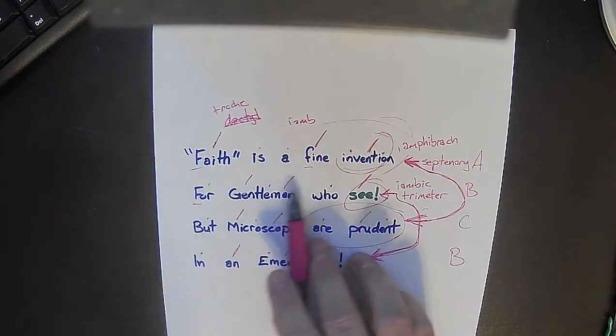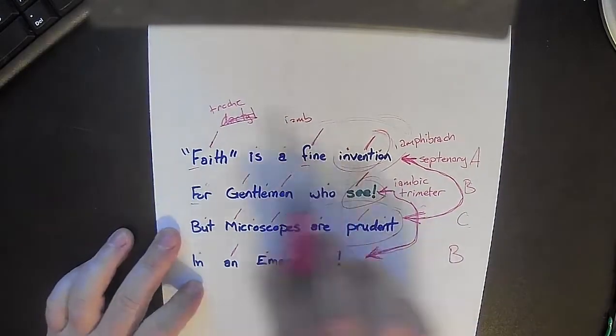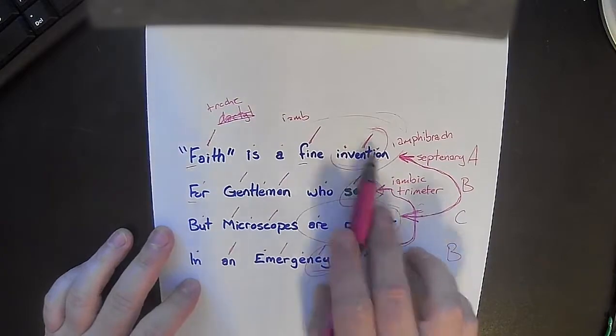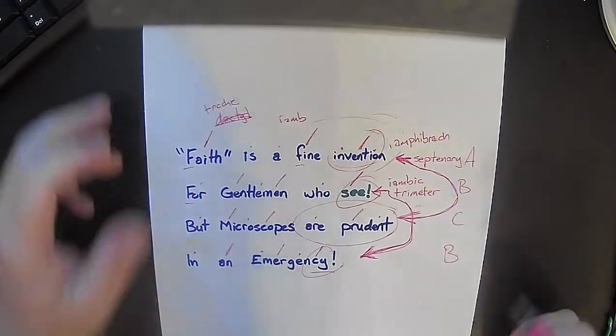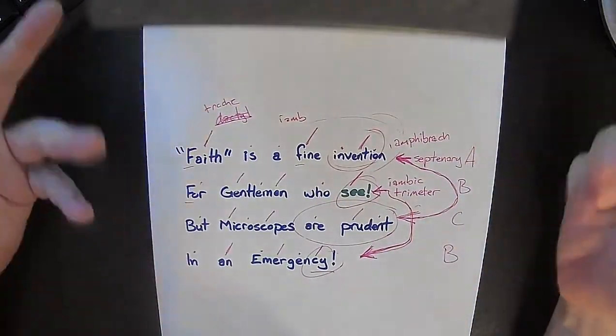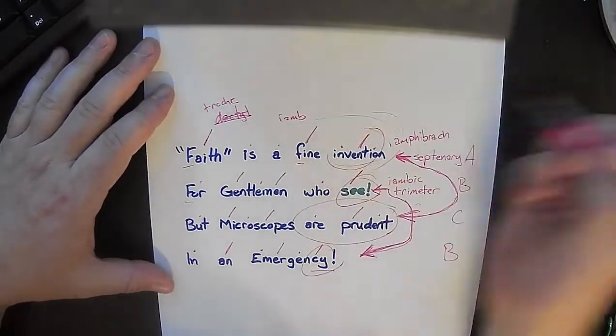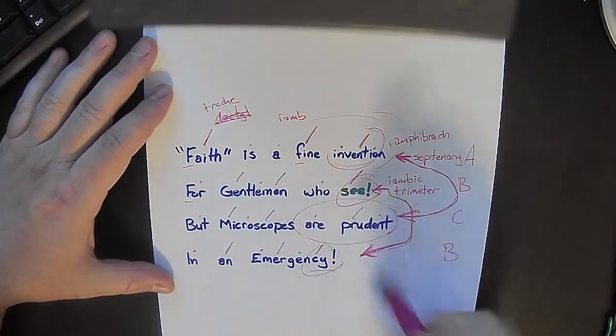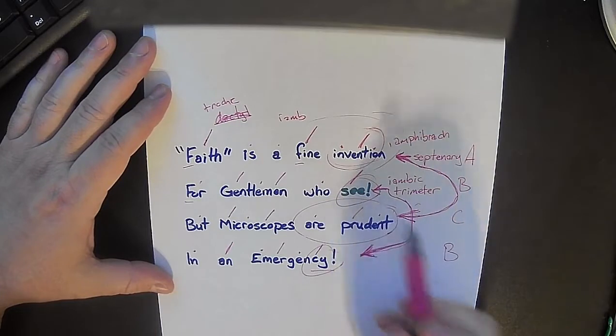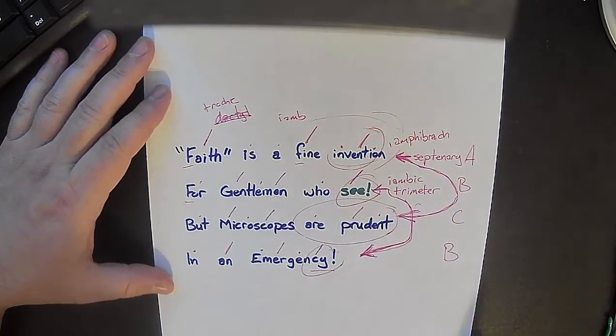Well, "faith is a fine invention." Ooh, what does that mean? Like, how is she using the word invention there? Something that was just created, as in it's false? Or it is fine, she says. "For gentlemen who see," she has it in italics. I've used green here to indicate those are italicized in her version.